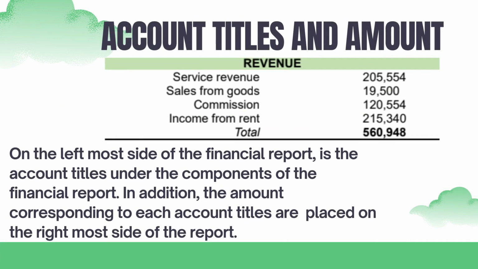Account titles and amount. On the leftmost side of the financial report are the account titles under the components of the financial report. In addition, the amount corresponding to each account title is placed on the rightmost side of the report.